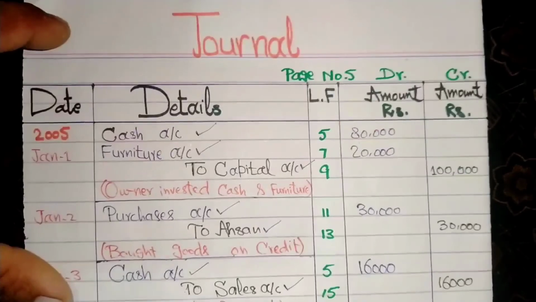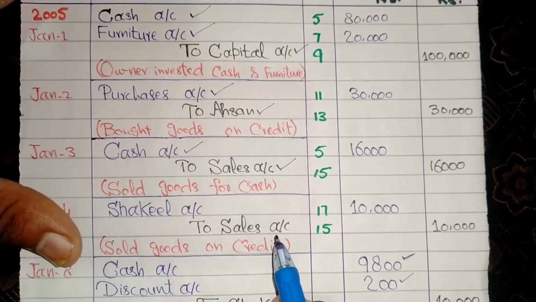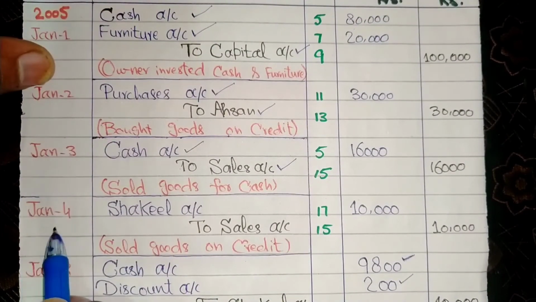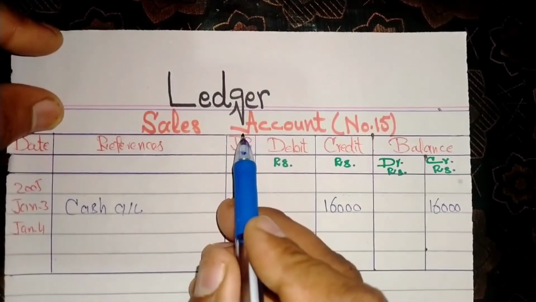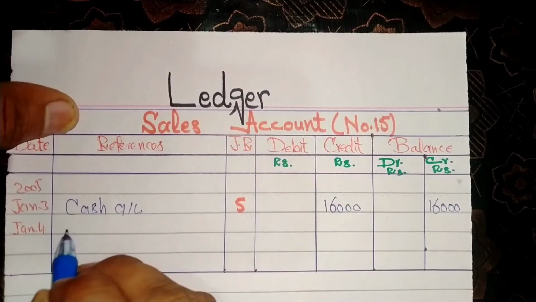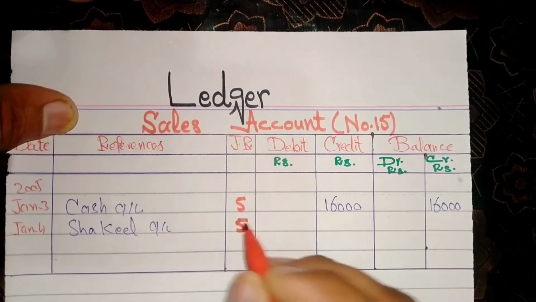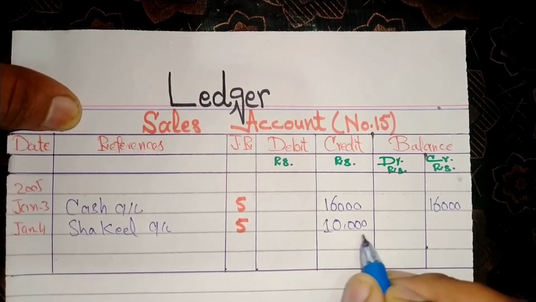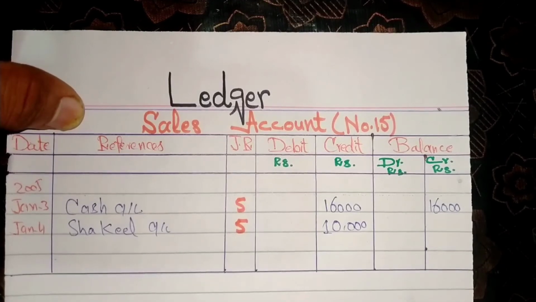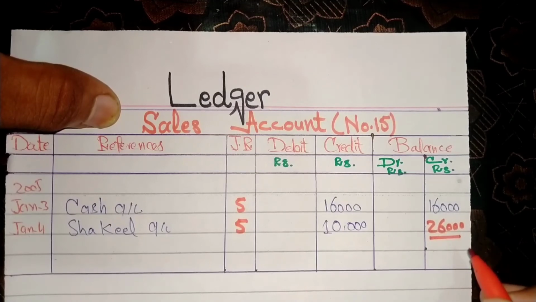We will find further sales account from journal. This is also sales account credited on Jan 4th by Shakil account with amount 10,000 rupees. Sales account credited by Shakil account with journal reference number 5 with amount also 10,000 rupees credited amount. So the balance total in credit is 26,000 rupees. This is the credit balance of sales account.